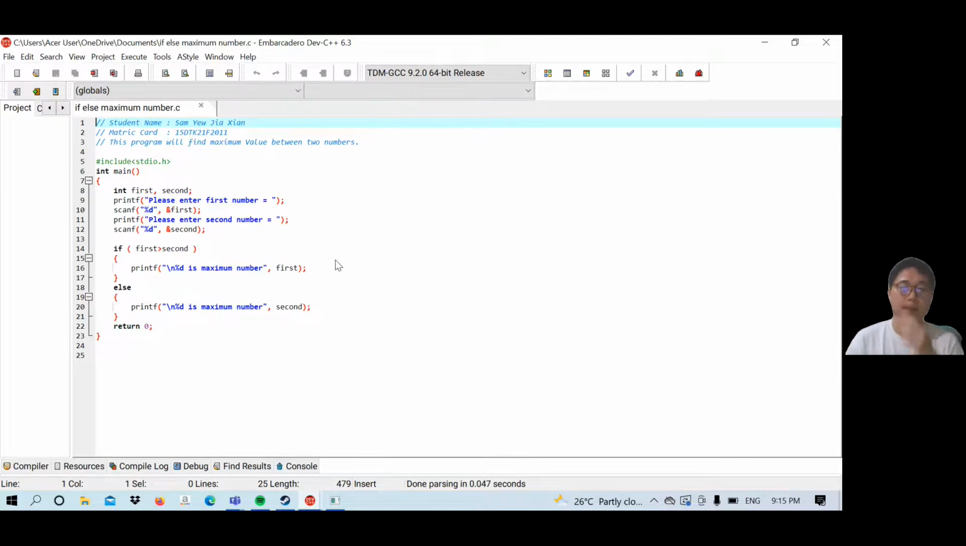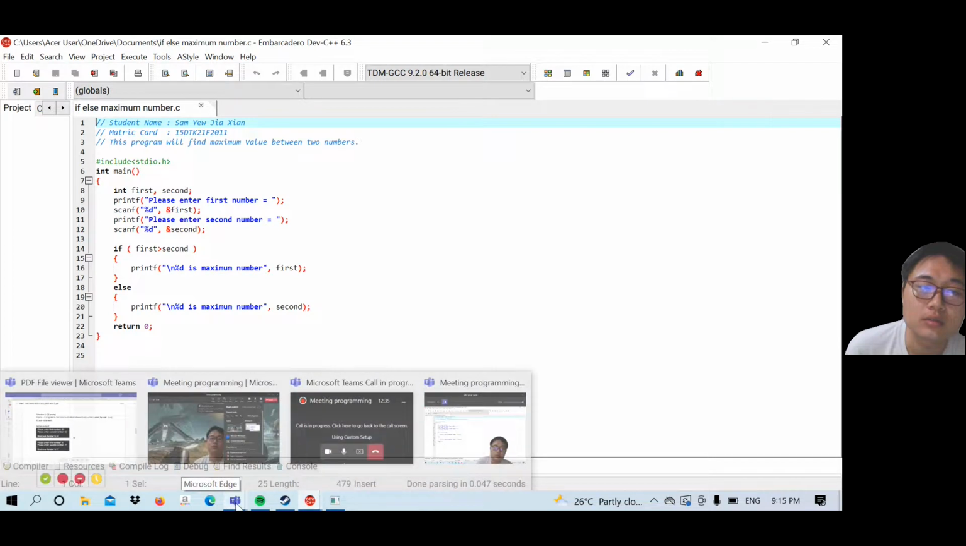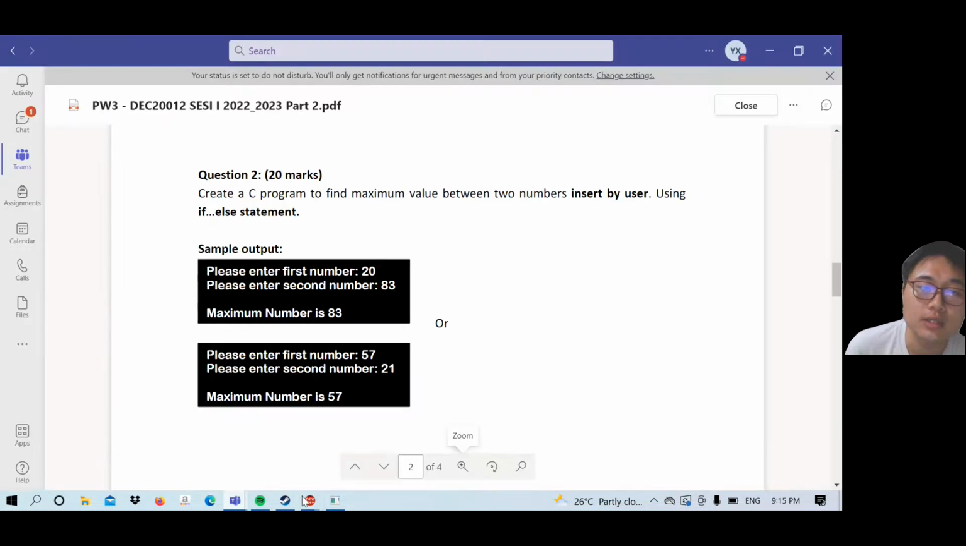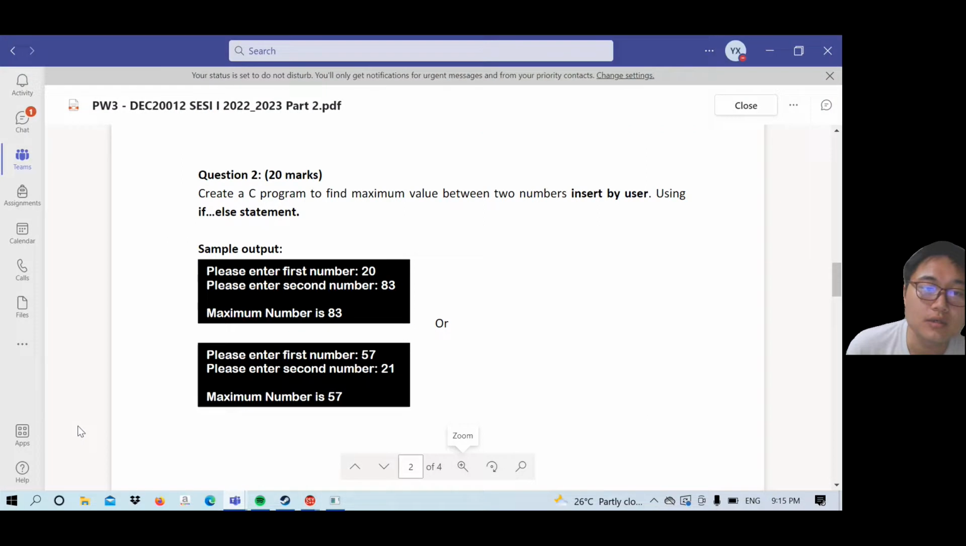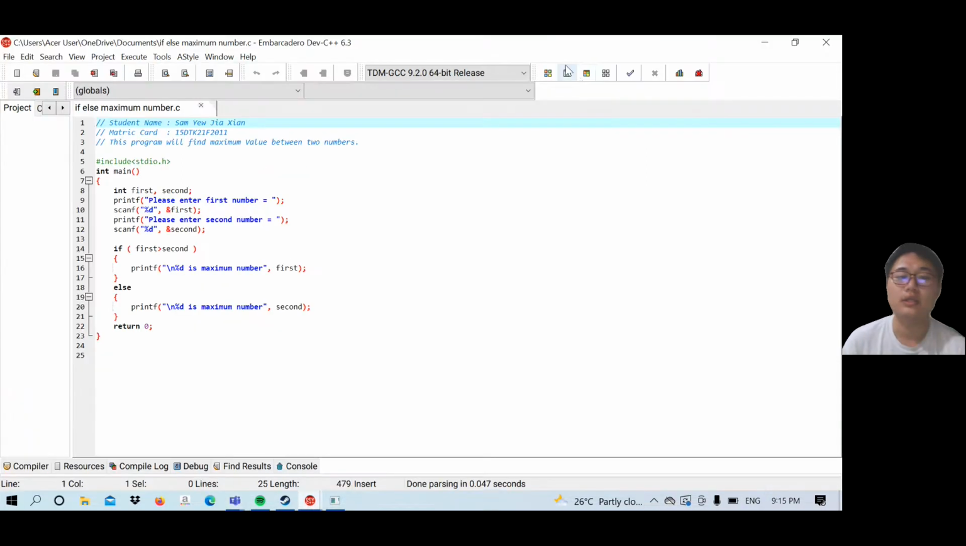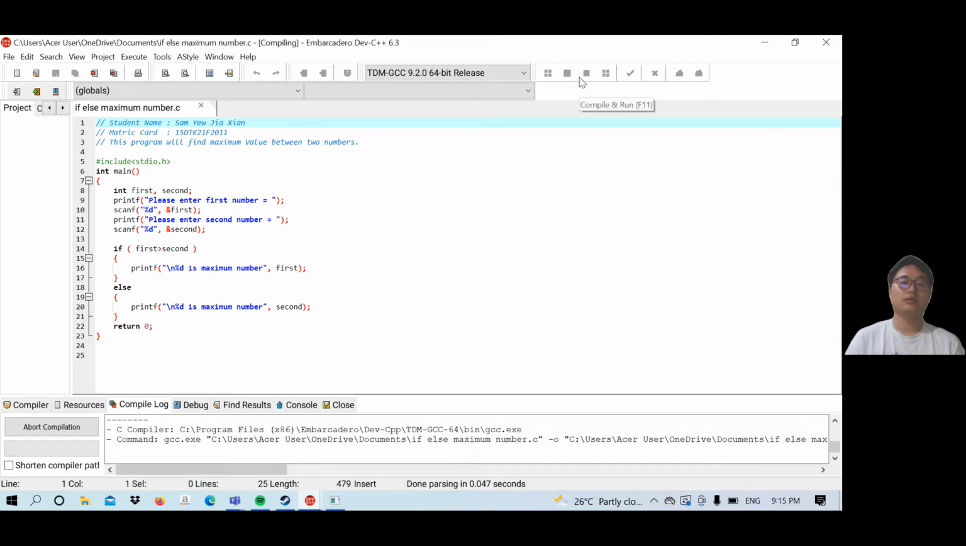So I'm going to click compile and run. So 20 and 83, 57 and 21. Let's go.